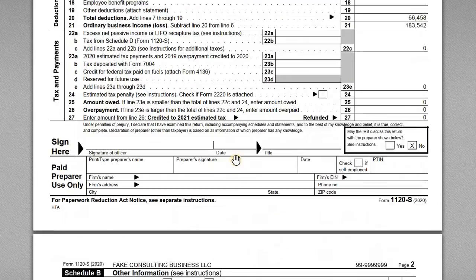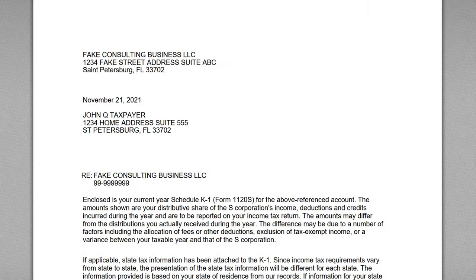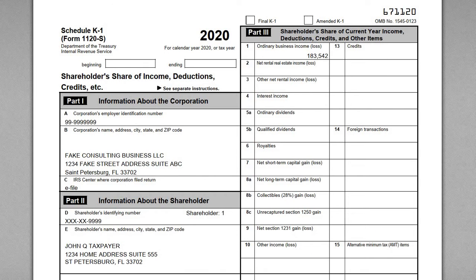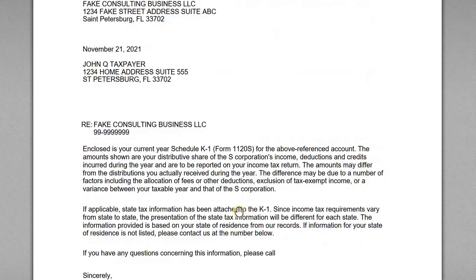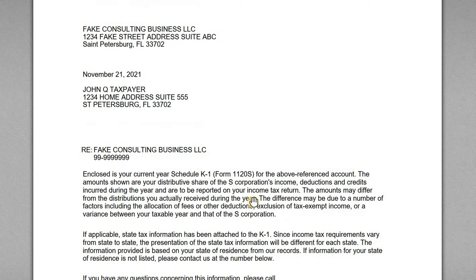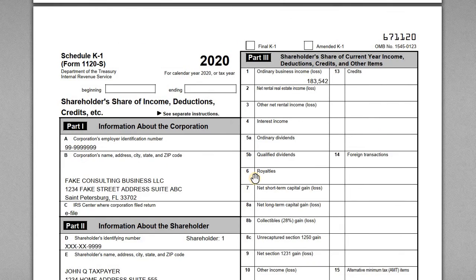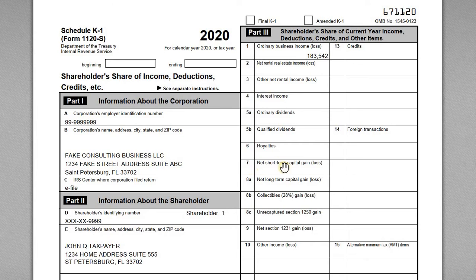Now, what does the K-1 look like? So if we jump down to the K-1 for John, so John's K-1 here, yeah, okay, I think you can also include a footnote here to highlight that the health insurance is being included, but it's just a transmittal letter. So the K-1 is more important, right? So if we look at the K-1 here, we have the net amount of ordinary income or loss from the company, so $183,542.